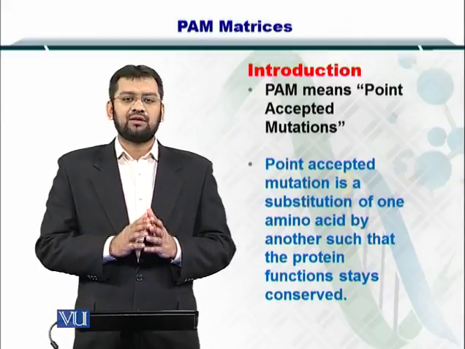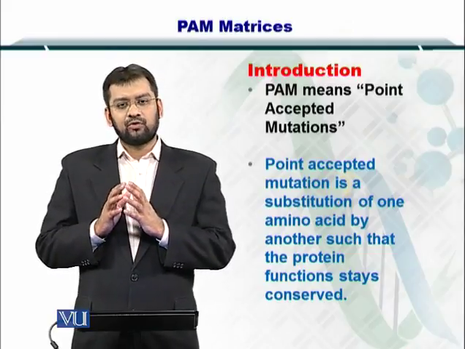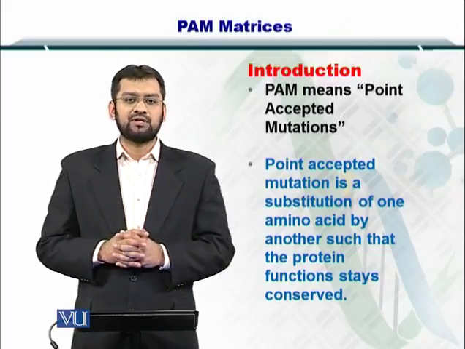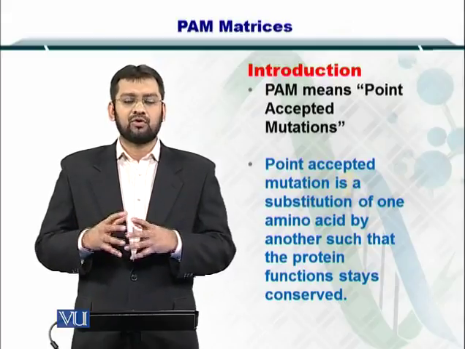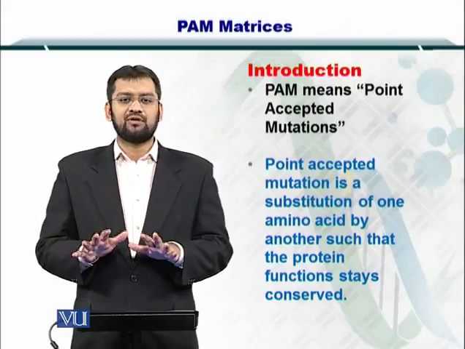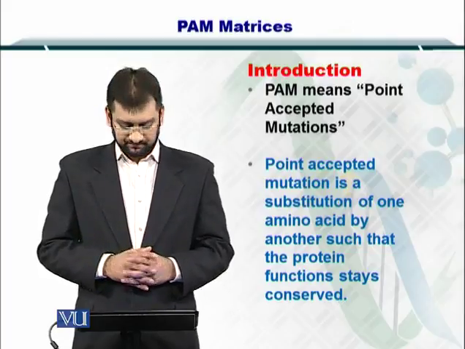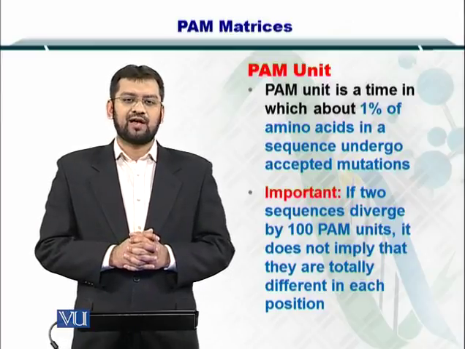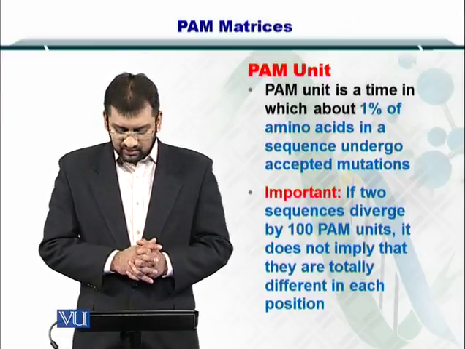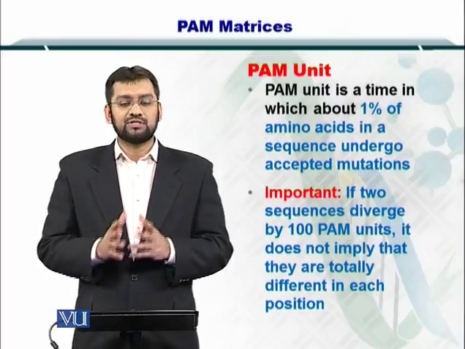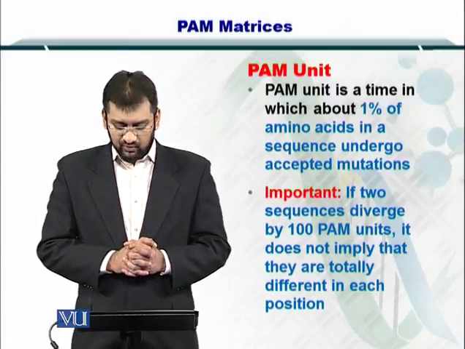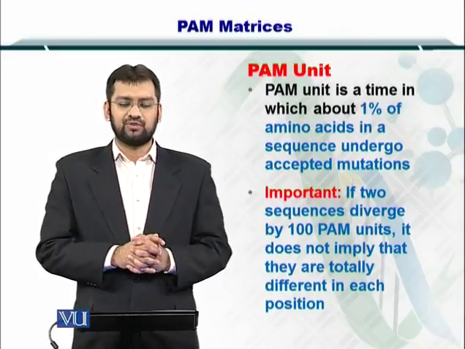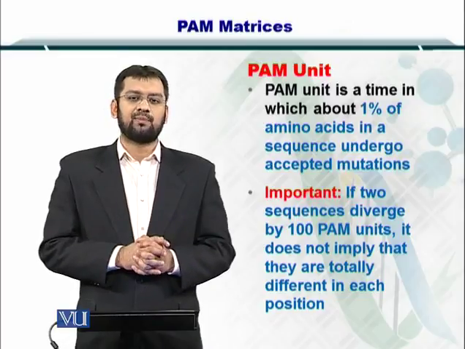Let me reiterate the purpose of PAM. For PAM, we are only considering those mutations or substitutions by which the overall function of a protein stays conserved or stays the same. So towards that, we need to understand what the PAM unit is. Simply put, the PAM unit, or point accepted mutation unit, is a time in which about 1% of the amino acids in a sequence undergo mutation. So that is called PAM1.